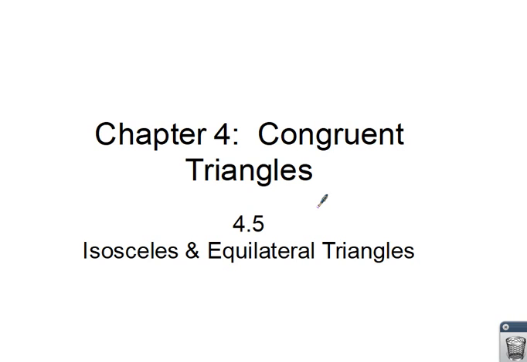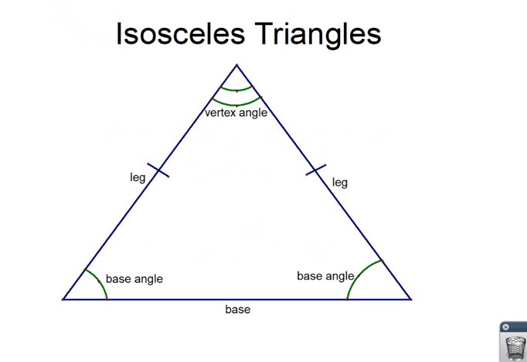All right, section 4.5, we're going to get into a little more specialized triangles now. We're going to have isosceles and equilateral triangles. So these are specific cases that don't work if the triangles aren't isosceles or equilateral. Okay? And there's a lot of definitions and a lot of theorems to this.